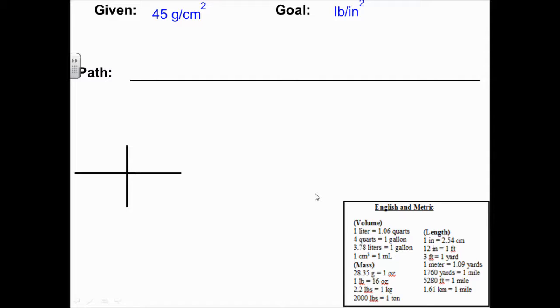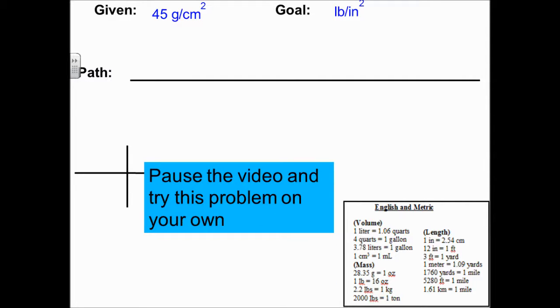All right, in this question, we have 45 grams per centimeter squared, and we want to convert that into pounds per inch squared. Notice we're working with squared this time, not cubed. But what I would like you to do is, as we've done in the past, please pause the video and try this problem out on your own. And really try this problem. You have the skills to do this. And I will show you the answer here in just a few seconds.